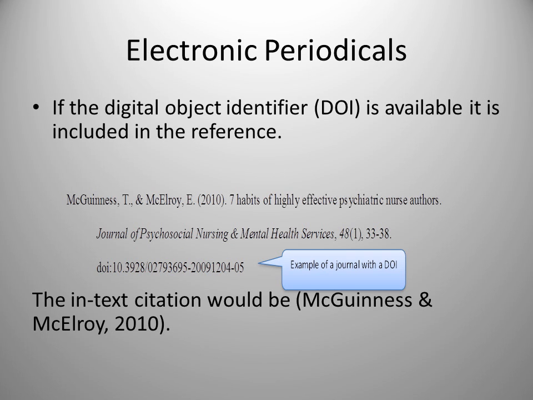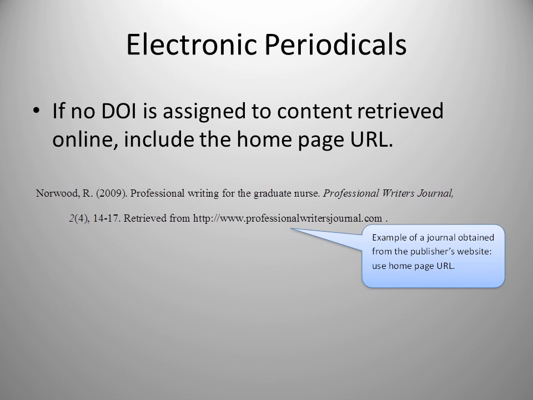If you have a DOI, which is a digital object identifier, these are for electronic journals, then you would include that at the end of all the information for your periodical. If you do not have the DOI, then you need to include the URL or home page identifier. This is so people can find the resource you're referring to. So this journal is an electronic journal retrieved from a website.